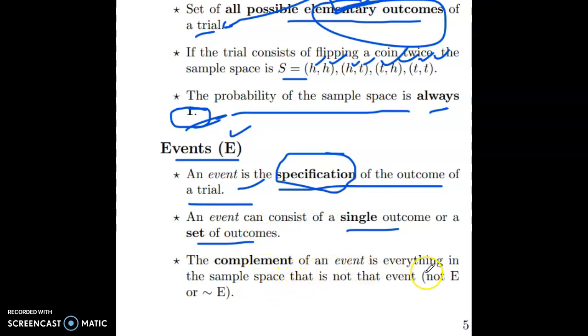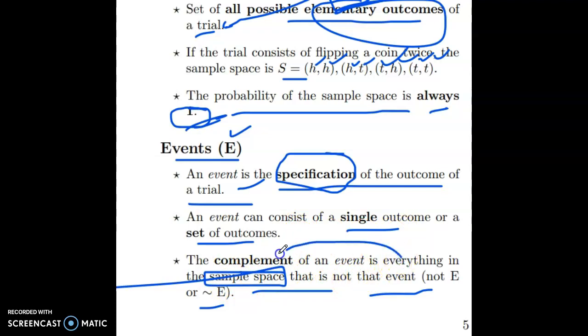The complement of an event is everything in the sample space that is not that event, written not E or E complement.